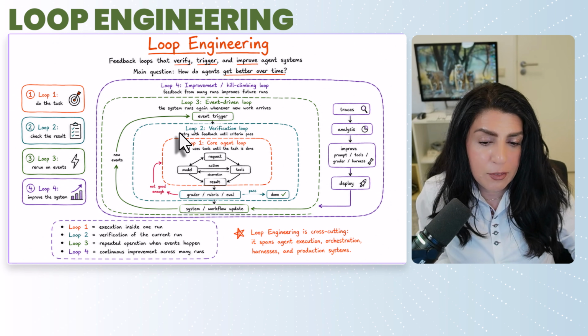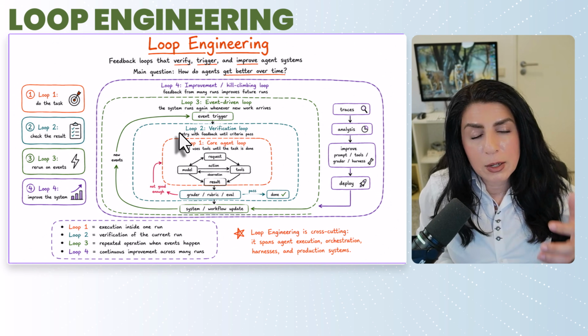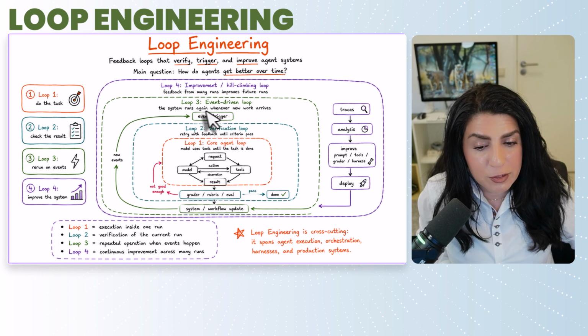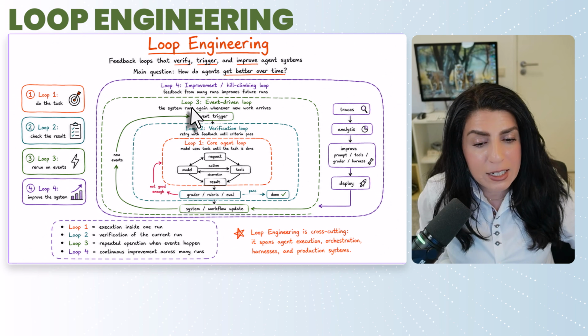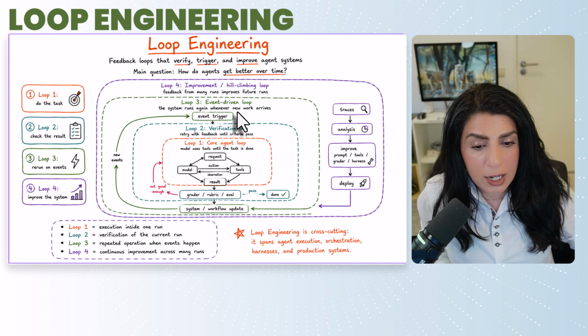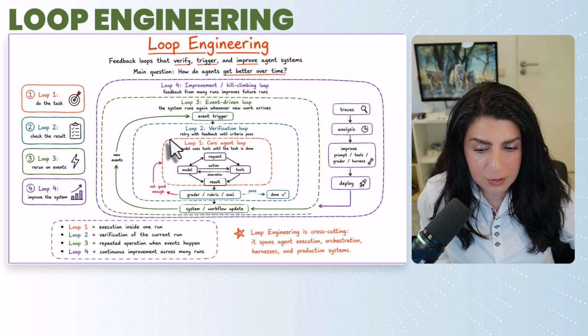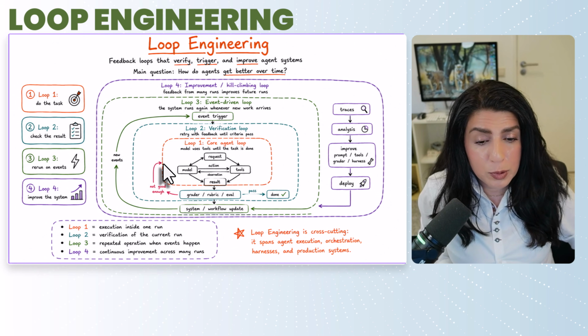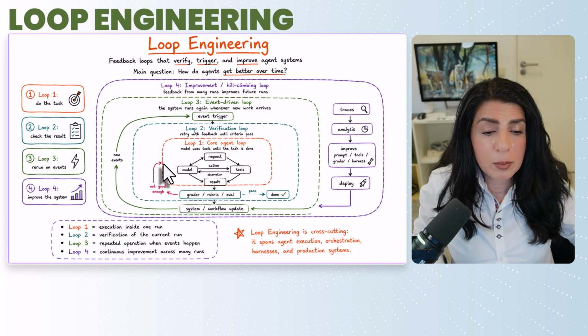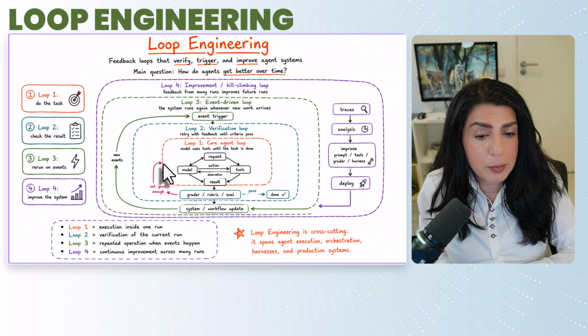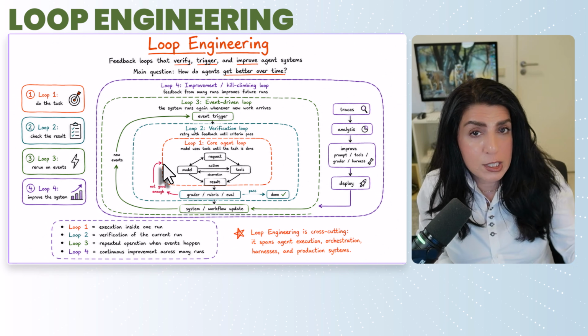And then we have a kind of loop 3. This is more advanced and event driven. So the system runs again whenever new work arrives. So it's just kind of updating itself. And the fourth is when you improve by a hill climbing loop. It means feedback from many runs improving future runs as a pattern.